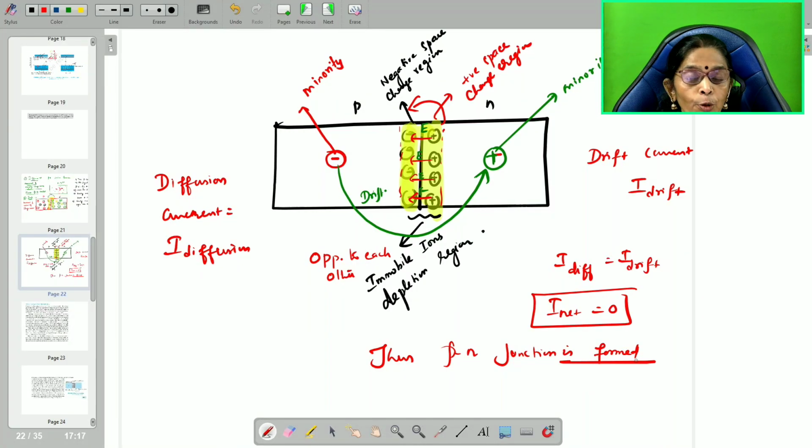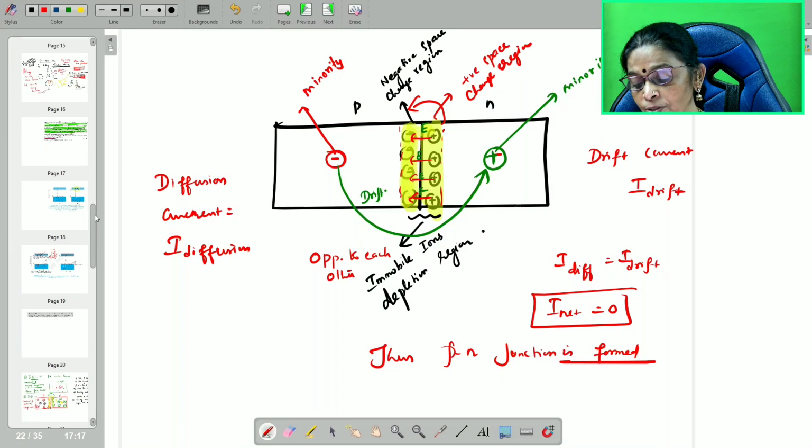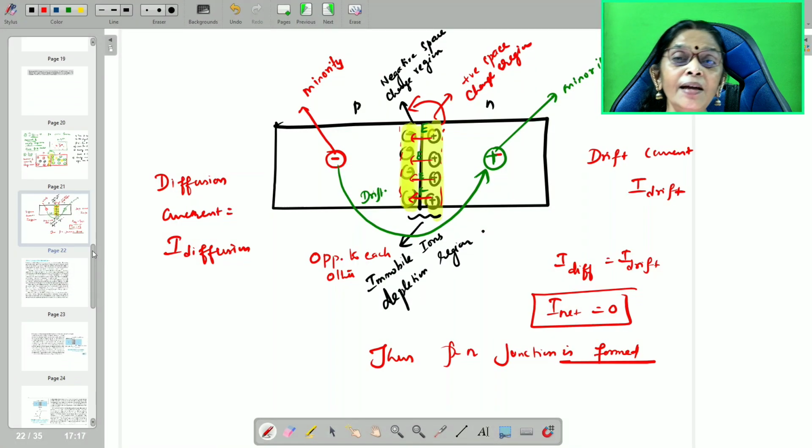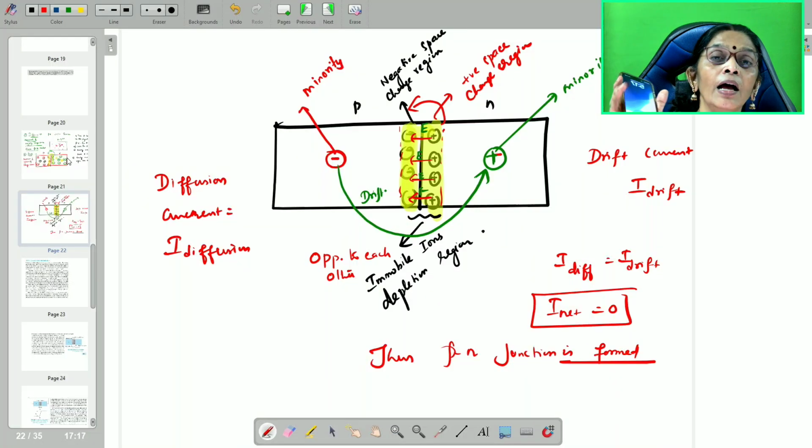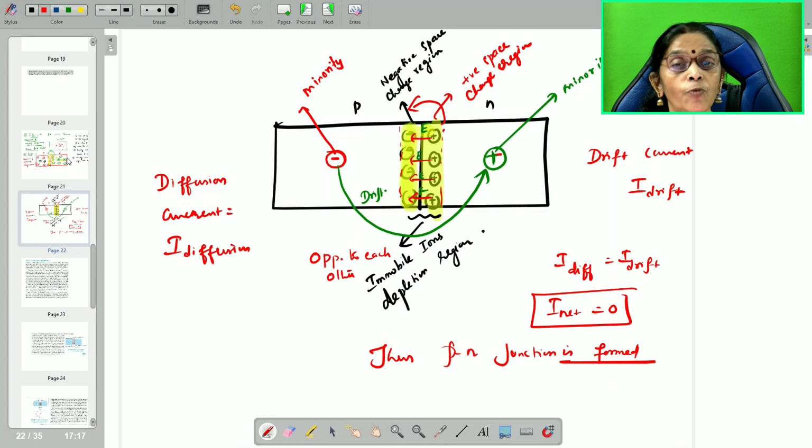When you add suitable impurities like pentavalent impurity, you get what type of semiconductor? N-type semiconductor. What type of semiconductor is obtained by adding trivalent impurity? P-type semiconductor. So p-type separately, n-type separately I have taken, and then I want to join them in order to make the charges flow, because my aim is to control the flow of charges, whether the electrons or holes.